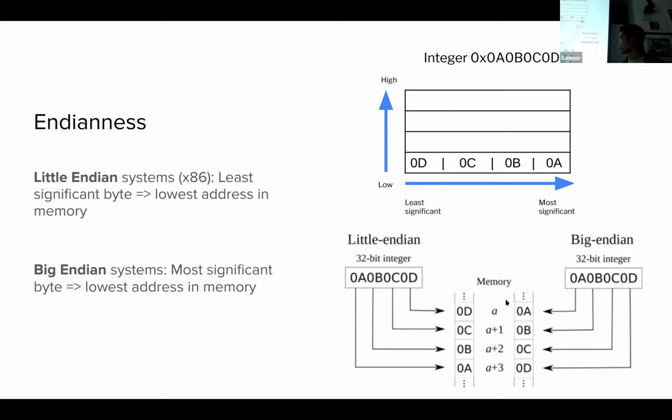I think this diagram is better. Usually I just look at this when I forget which one is little endian and which one is big endian. So we have memory address A, and the 0D goes in the lower address, and big endian is the opposite. Any questions? Should be familiar to everyone, hopefully. Like I said, usually we work with little endian in this class.